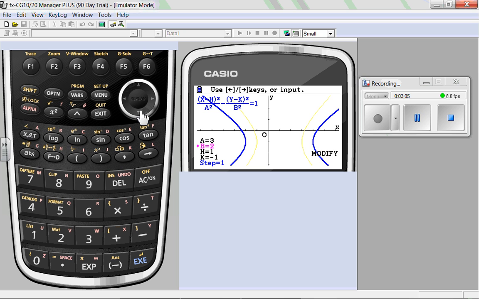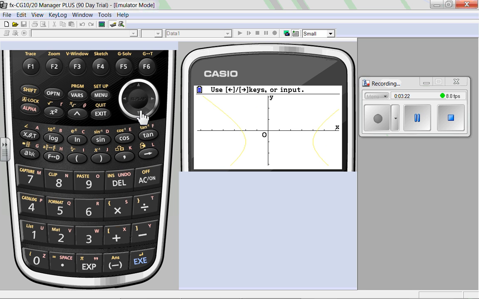If I wanted to change the B, let's see what happens when I change B. Make B 3. Make B 4. Now the hyperbola is getting wider. It's opening up wider. Let's go back. I'm going to go back to a 3 and a 2.